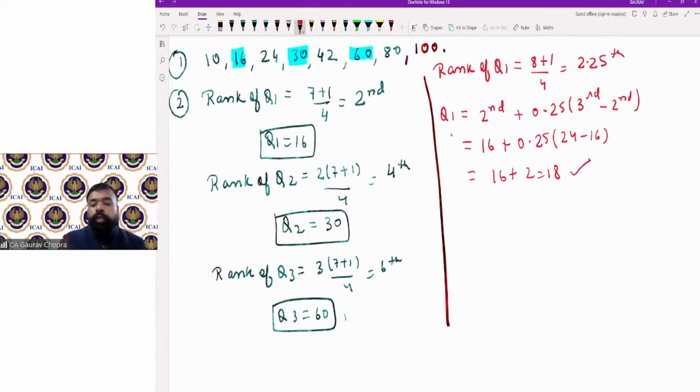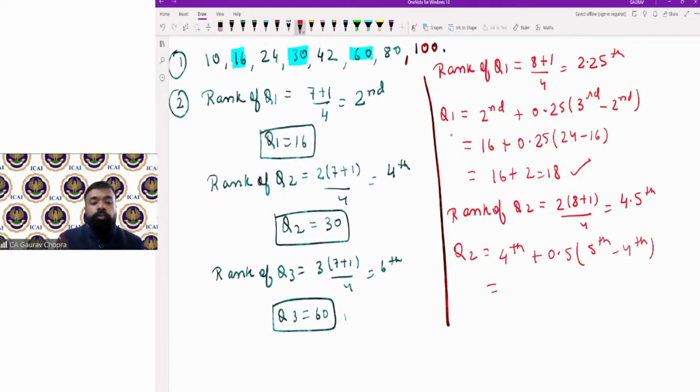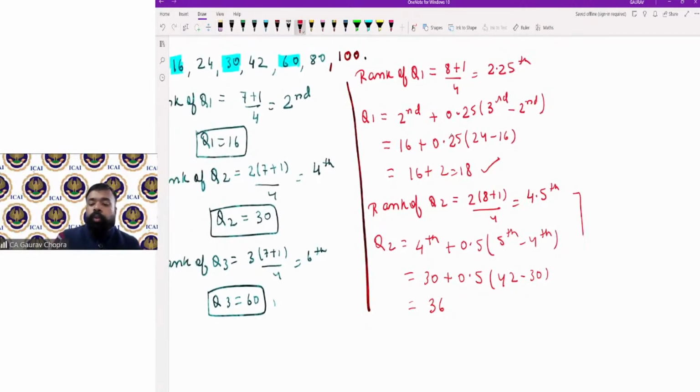Now let's say you have to calculate Q2. So the rank of Q2 is 2 into (8 plus 1) by 4. That is 4.5. Now when 0.5 is there, you can calculate in a short way also. You can calculate in any manner. If you follow the same pattern, 4th plus 0.5, then 5th rank minus 4th rank. So which is the fourth observation? 30 plus 0.5, then 42 minus 30. So how much are you getting? 36. So Q2 is equal to 36. So in case of 0.5, you can also calculate directly: 30 plus 42 divided by 2, you will get 36. But this is only applicable when the rank has 0.5, not any other value.